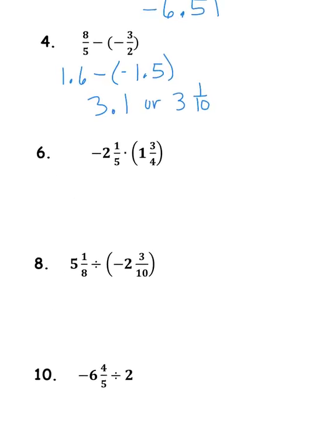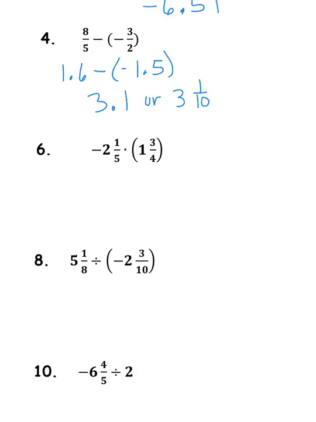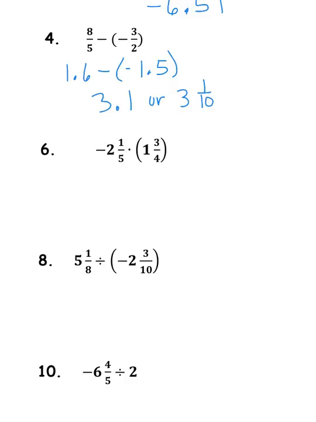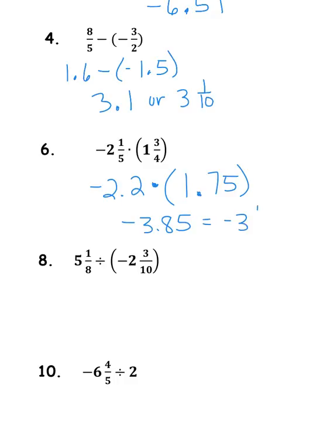So we are going to go ahead and change to decimals again. So I've got, keeping my integer there, negative 2, and then 1/5, of course, is equivalent to 2/10. And then we'll put times, and then I'll keep my whole number, and 3/4 is equivalent to 75/100. And we'll go ahead and multiply, and we should get negative 3 and 85/100, which is also equivalent to negative 3 and 17/20 when your fraction is simplified.